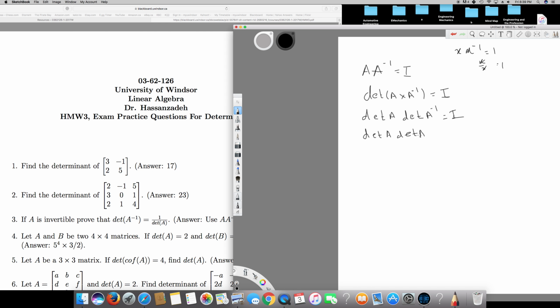Determinant of A inverse is equal to 1 over determinant A. So to find this, I'm going to keep the determinant A to the power of minus 1 on the left side and switch the determinant A to the right side. When it goes to the right side, it goes down here. It's like basic math.